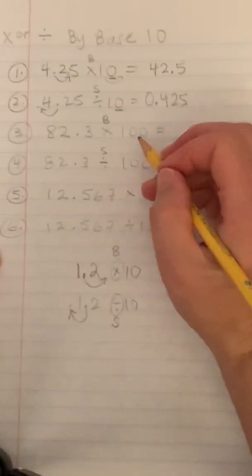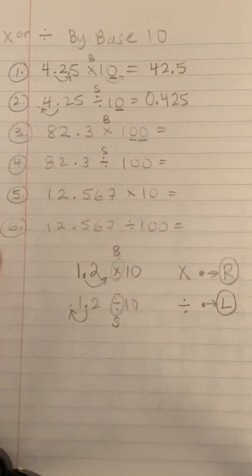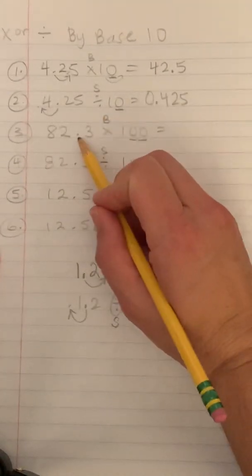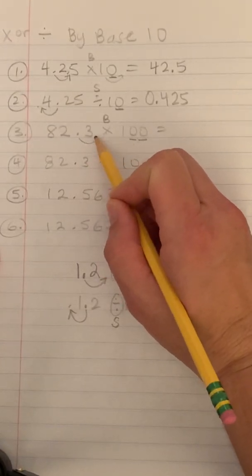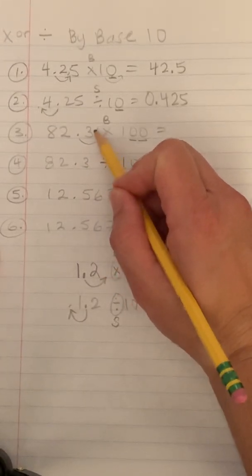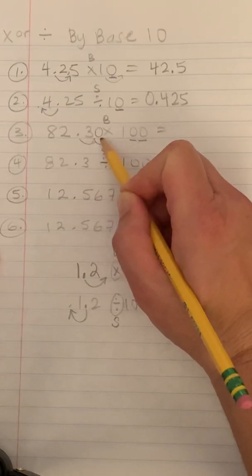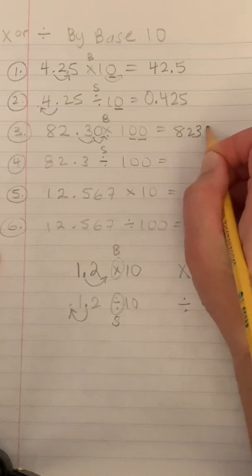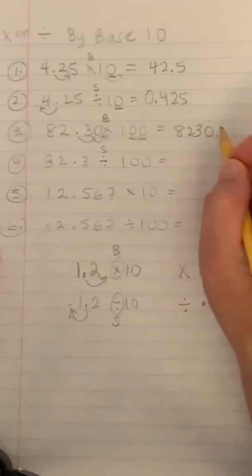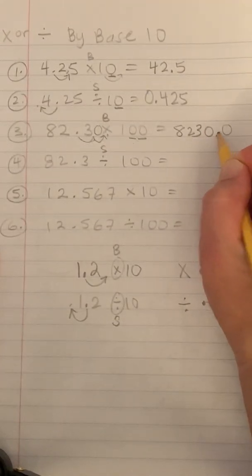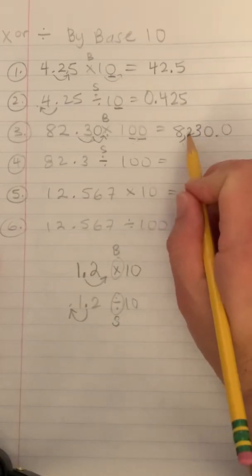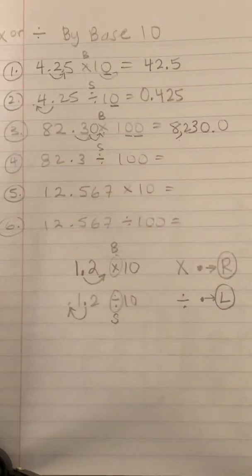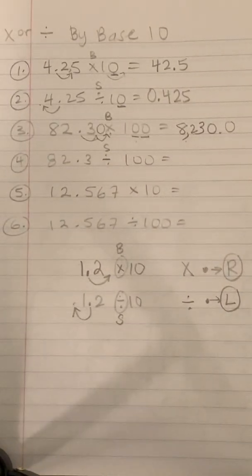This next one has 2 zeros. So that means I'm going to be moving 2 spaces to the right because it's getting bigger. Oh, there's no other value here, so that means I have to add a zero. 1, 2. So my new value is 8230, and the zero's over here. If you want, you can put another zero, it doesn't matter. Put in your comma. 8,230.